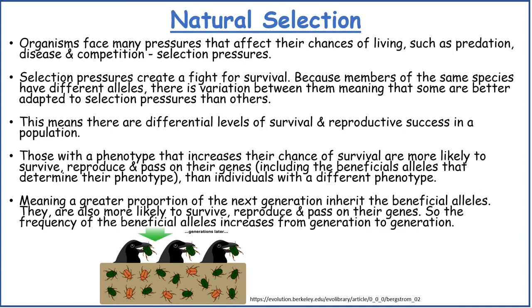So natural selection. Organisms face many pressures that affect their chances of living, such as predation, disease, and competition. These are selection pressures. Selection pressures create a fight for survival. Because members of the same species have different alleles, there is variation between them, meaning that some are better adapted to the selection pressures than others. This means there are differential levels of survival and reproductive success in a population.